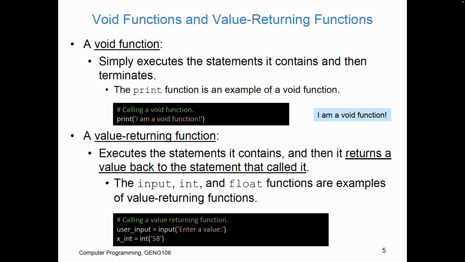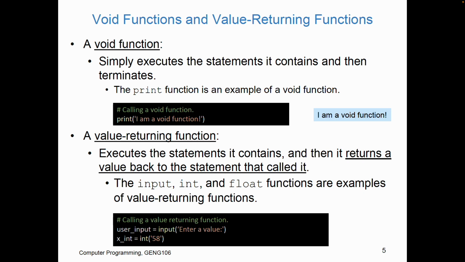So first, let's start with the types of functions. We have two types of functions. One of them is void. The other one is value returning function. So what is this? A void function is basically a function that does an operation, but that doesn't return us any value that we will use furthermore.